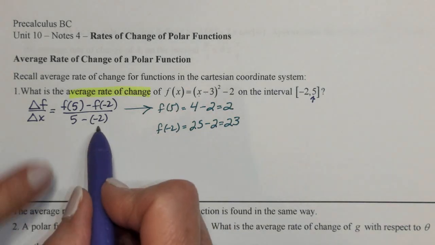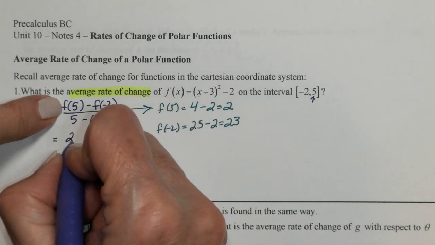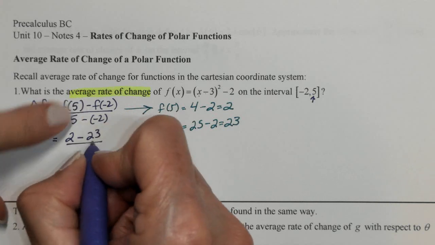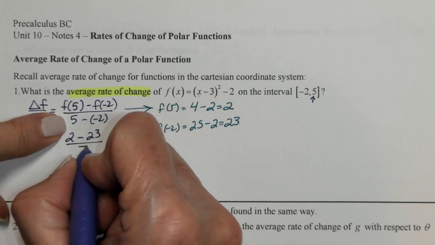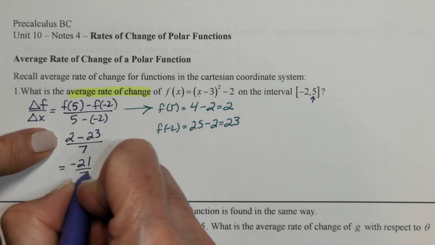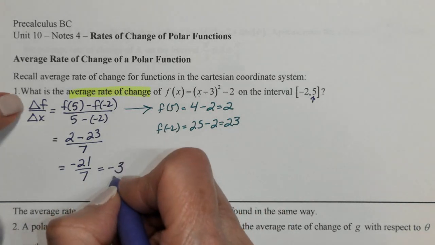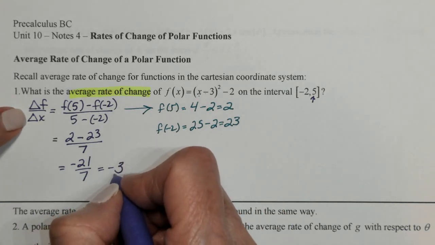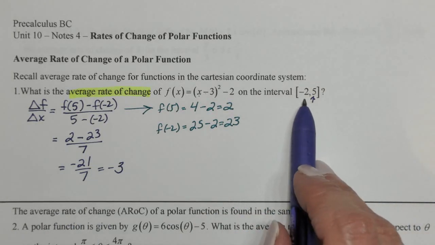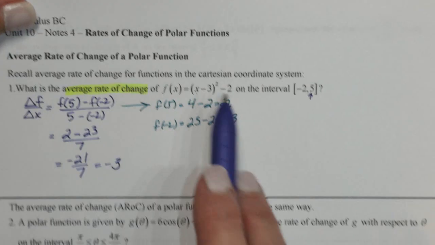So coming back, this is equal to f of 5 is 2 minus f of -2 is 23, over 5 minus -2 is 7. So this is 2 minus 23 is -21 over 7. That is -3. So -3 is the average rate of change. It is the slope. It's the slope between the 2 points on the curve, on this parabola.